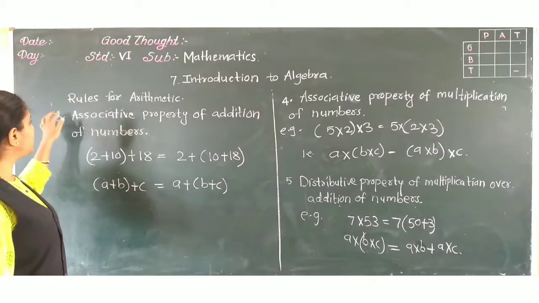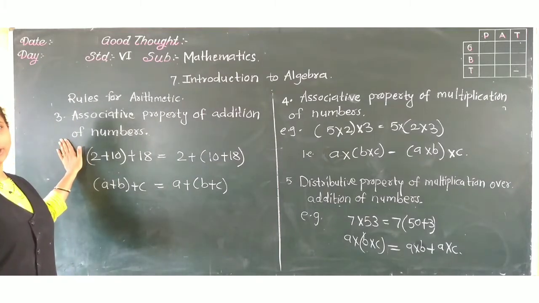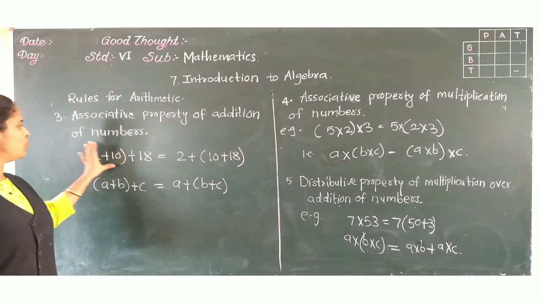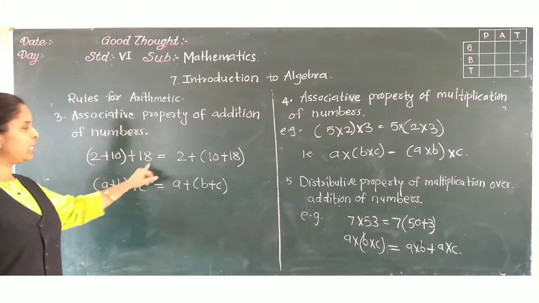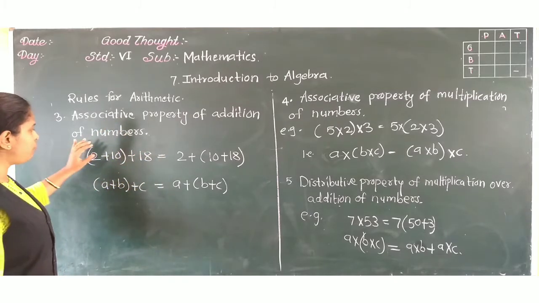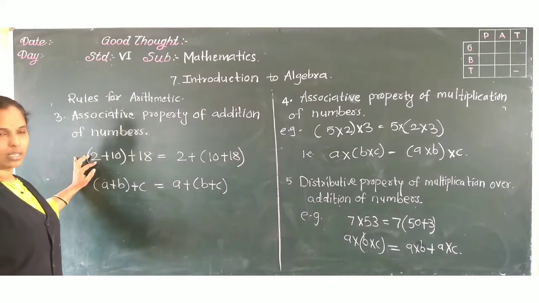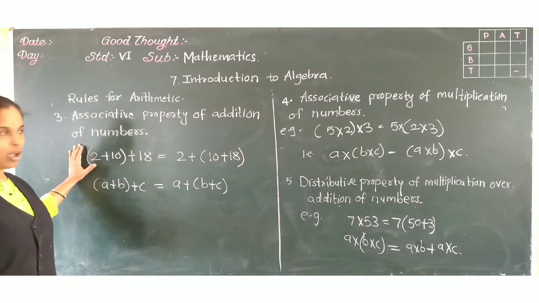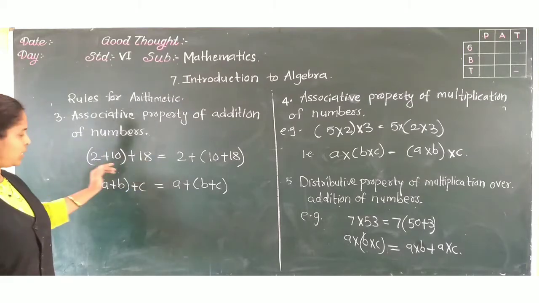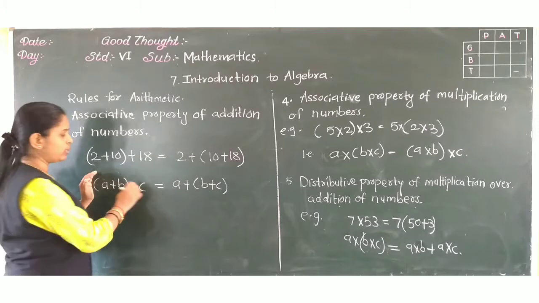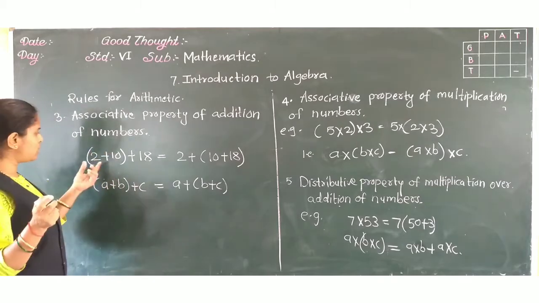Third property we have learned, that is associative property of addition of numbers. Associative property of addition of numbers means what? Suppose these numbers here, 2 plus 10 plus 18. Whatever answer we get by this, the same answer we will get if we add the last two numbers first. This is the associative property of addition. Now see, this is A, B and C. A plus B bracket plus C is equal to A plus B plus C bracket. You can check it, see.